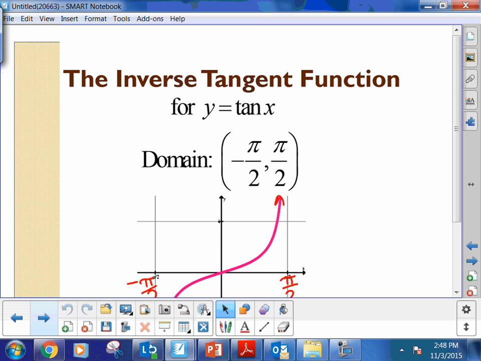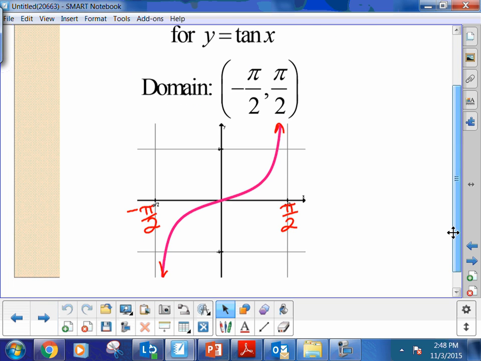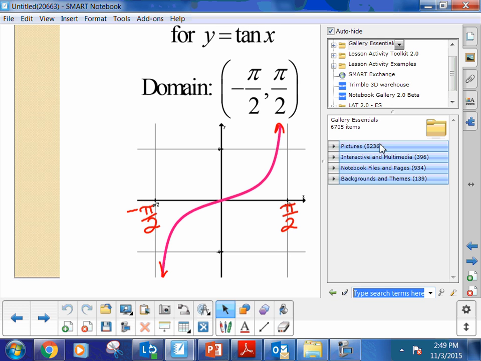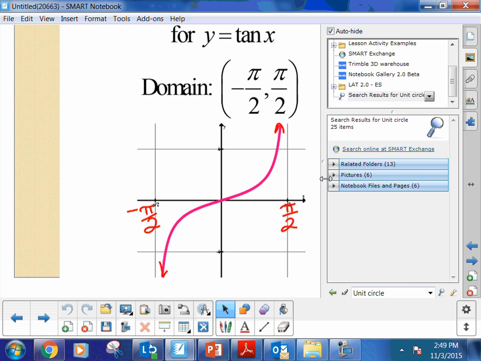Tangent is another one of those graphs where if I only took a portion of it, and luckily for me and for you, it happens also at negative pi divided by 2 to pi over 2. So in order to best help us in making correct inverse trig functions, we're going to create a unit circle for inverse trig. So let's do that. Let's go into the sine part of this. Actually, this is the most useful part for me. Let me look for the unit circle.